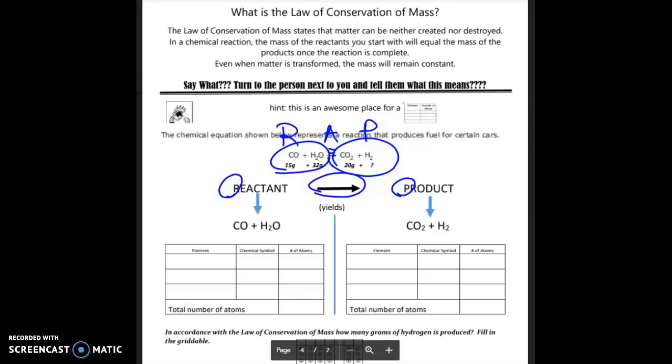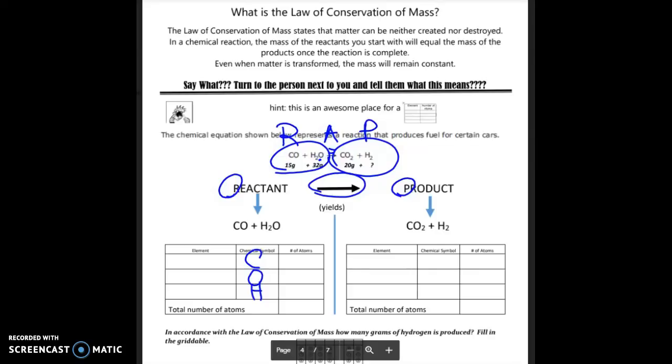Even when the matter is transformed, the mass is always going to remain constant. So here, the way we can see this is two different ways. I'm going to count the atoms on here first. Here, C is carbon, O is oxygen, and hydrogen. I do have another oxygen right here. However, because I already have oxygen listed, I need to just do it once and then add those two together.